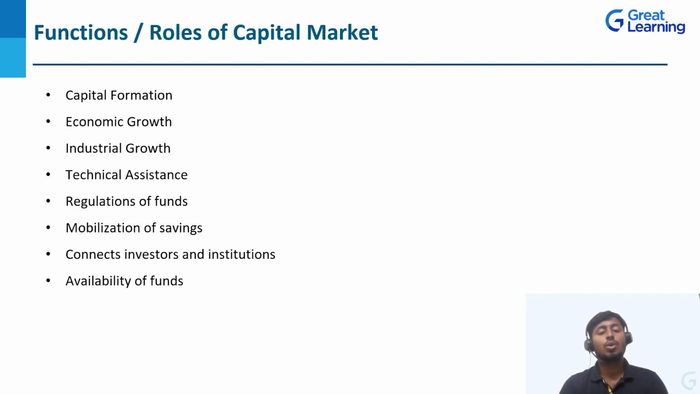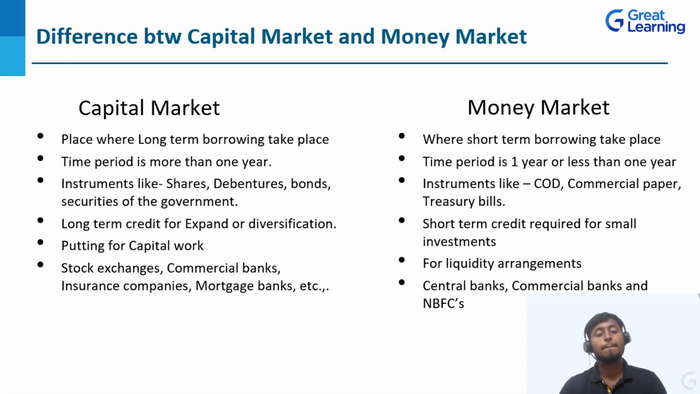Next, functions or roles of capital market: capital formation, economic growth, industrial growth, technical assistance, regulation of funds, mobilization of savings, connecting investors and institutions, availability of funds. So these are the functions or major roles played by the capital market. Next, we have discussed the difference between capital market and money market, what is unique about the money market compared to the capital market.